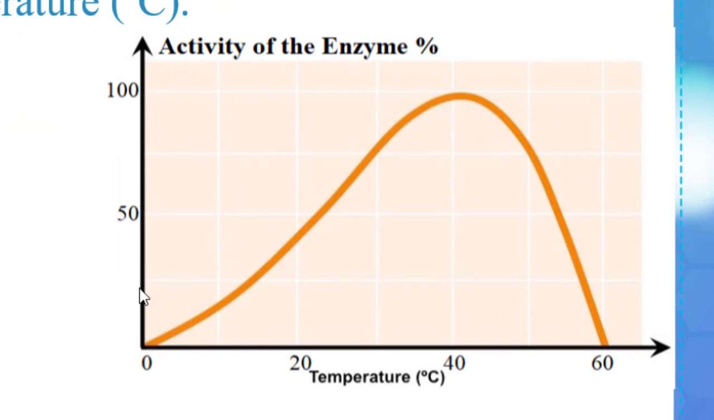Indicate the activity of the enzyme at 0 degrees Celsius. It is 0%. How did this activity vary as the temperature increased to 40? Well, it increased to the maximum 100%. Now, how did this activity vary as the temperature increased to 60 degrees Celsius? The activity of the enzyme decreased to 0% again.